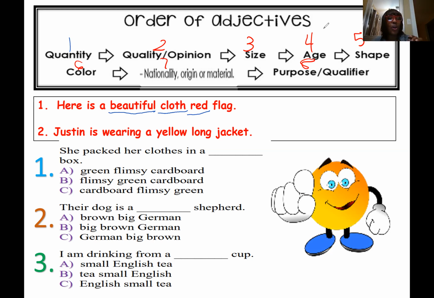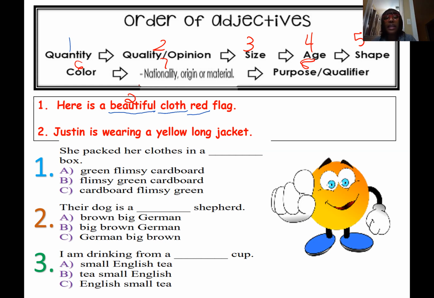Here is a beautiful cloth red flag. The first adjective that I see is beautiful. Where does the word beautiful place on my order of adjectives notes? It's an opinion, because someone can argue that. Someone else may say, no, it's not beautiful, it's quite ugly. So anything that can be argued or cannot be proven will be an opinion. So over the word beautiful, I'm going to write the number 2. There it is.